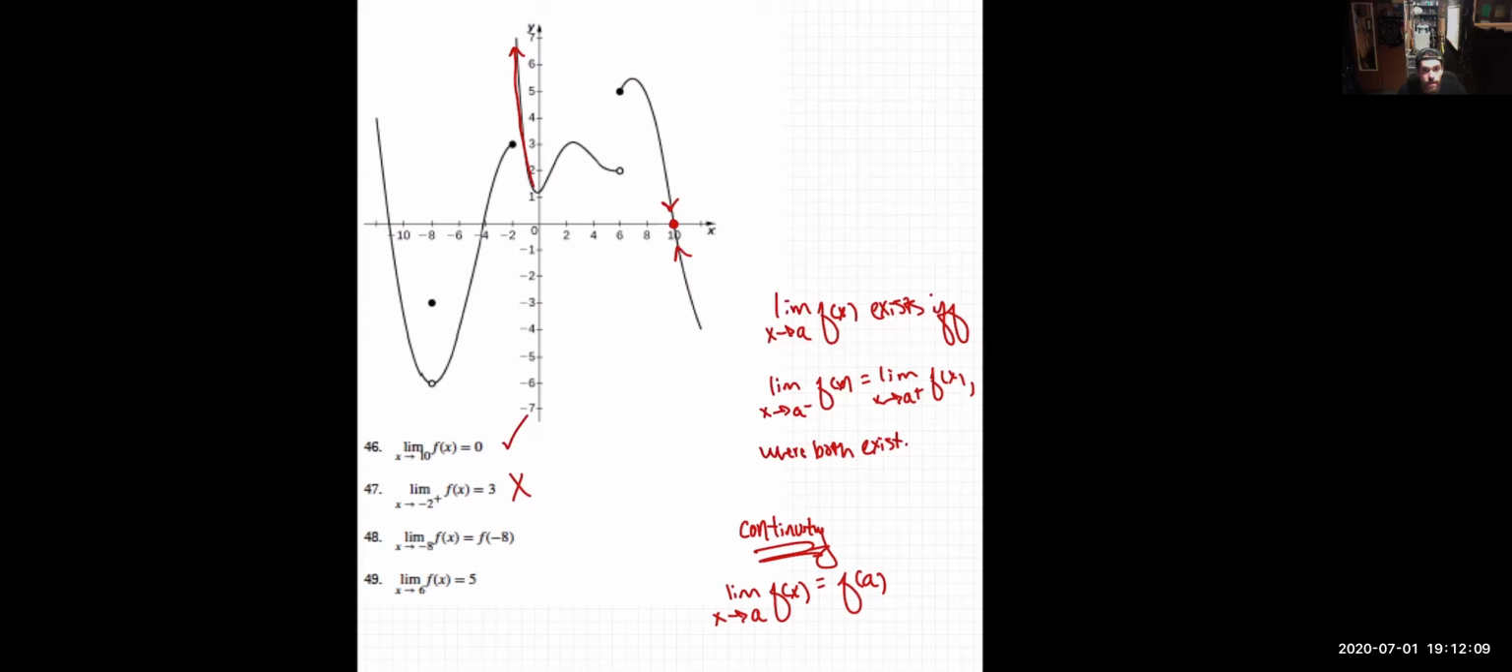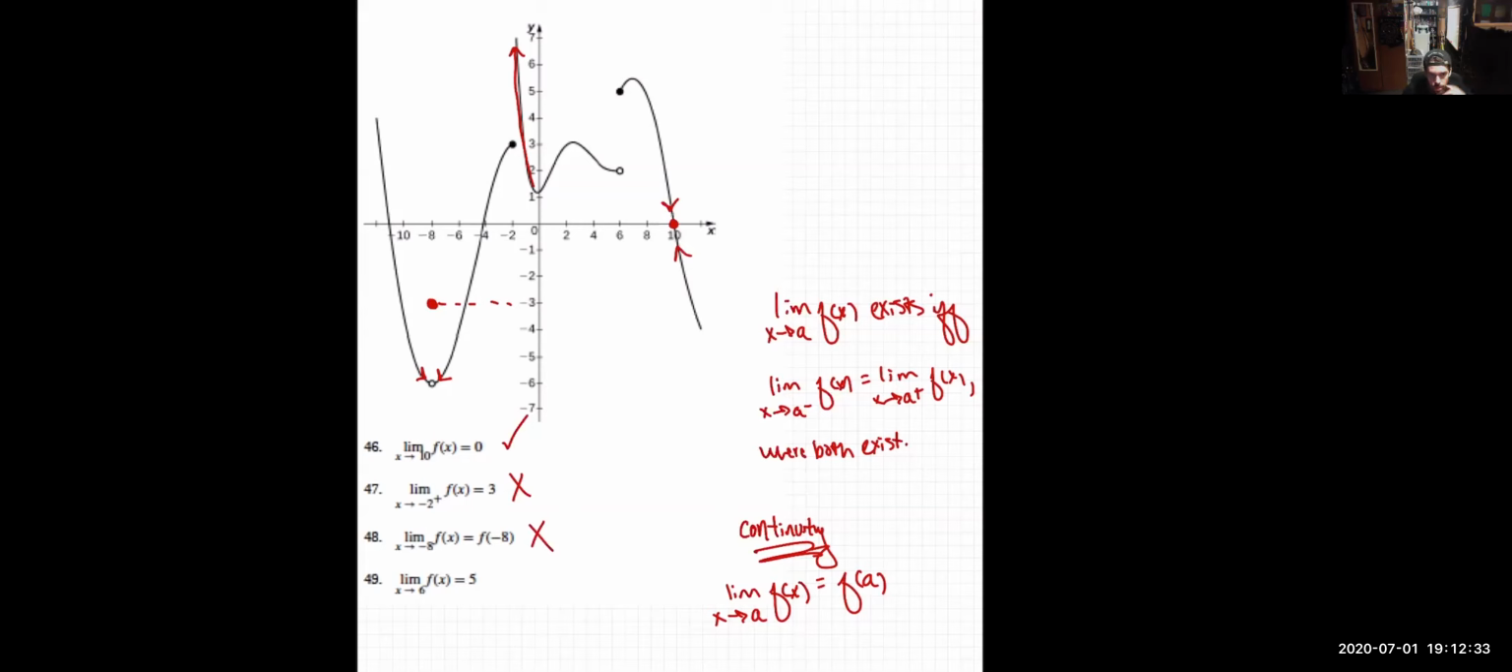So -8, well, let's see. The limit coming in from the left looks to be about -6. The right is -6. F of -8, though, is defined to be this value up here, which looks like it's about -3. So this is not true. We have a removable discontinuity here, and in that case, it's discontinuous. So this is not true.